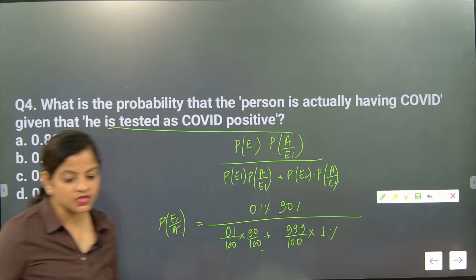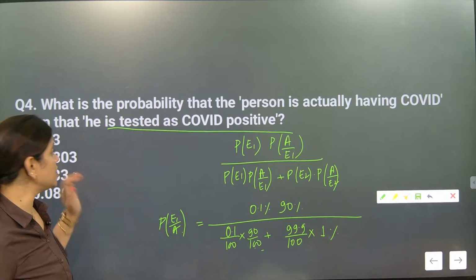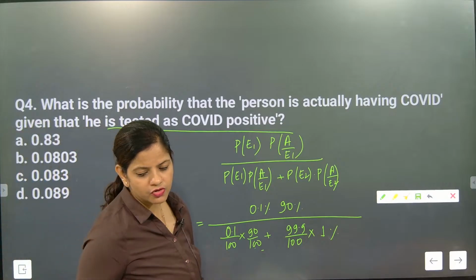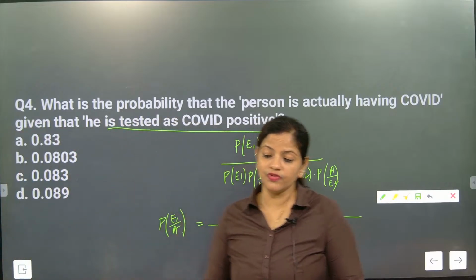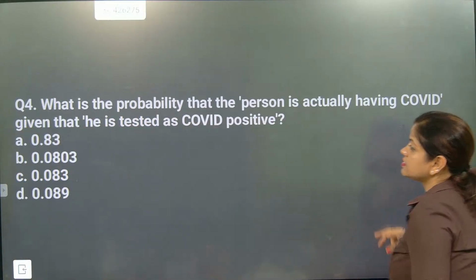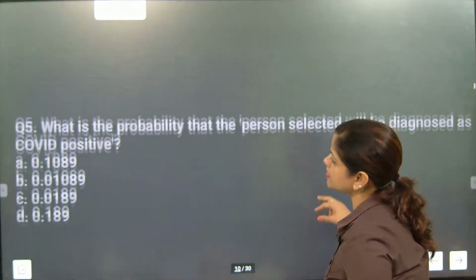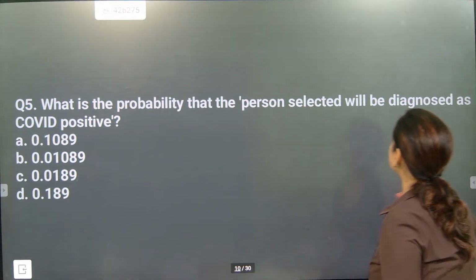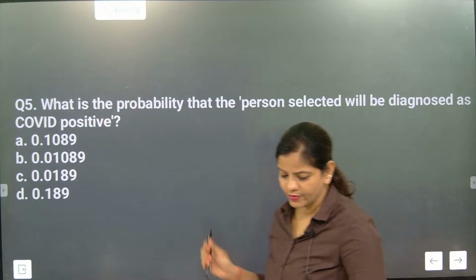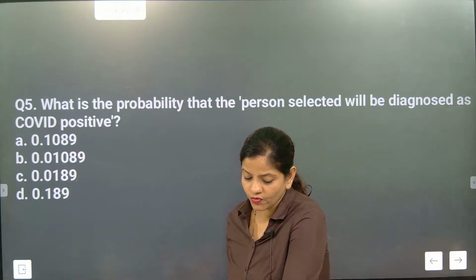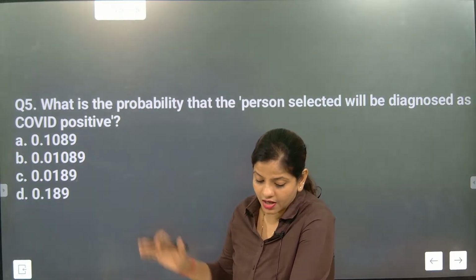I hope you have understood how to go for this question. One case study I just now solved, and I have explained how to go with different situations. Now, since these types of questions are there: what is the probability that the person selected will be diagnosed as COVID positive? So, diagnosed as COVID positive. This is again another part.